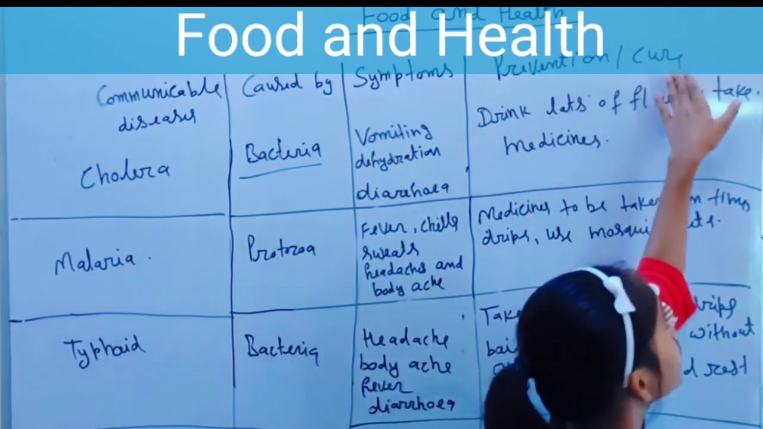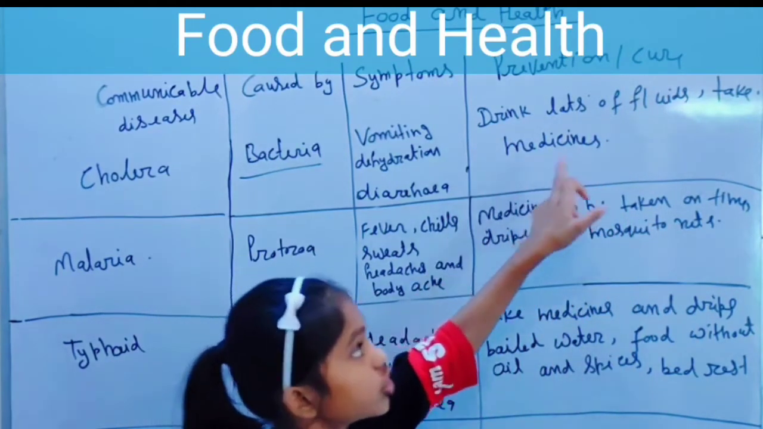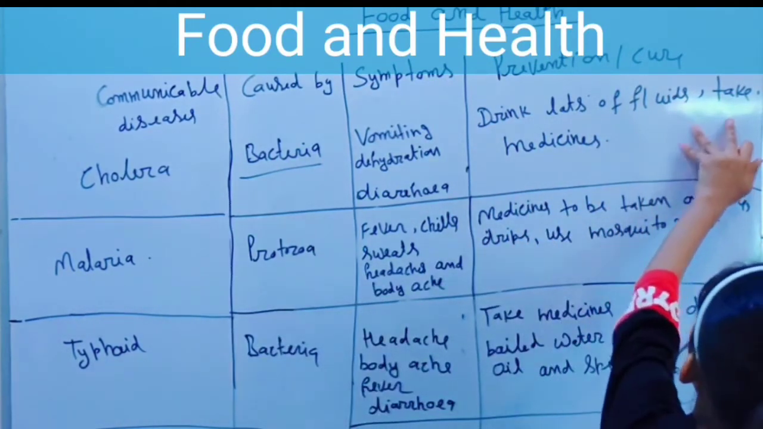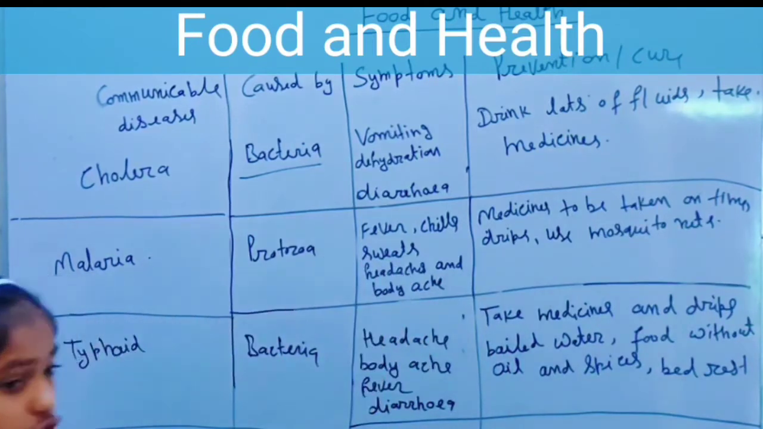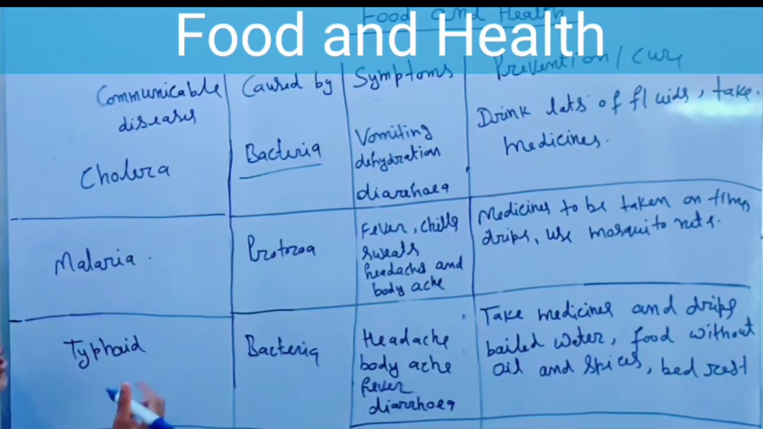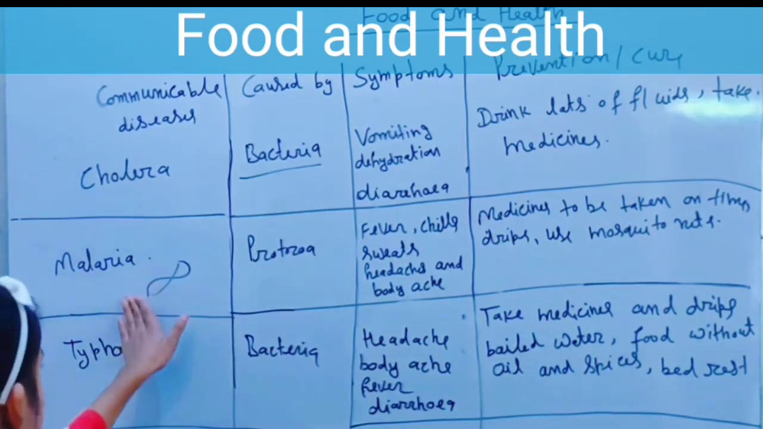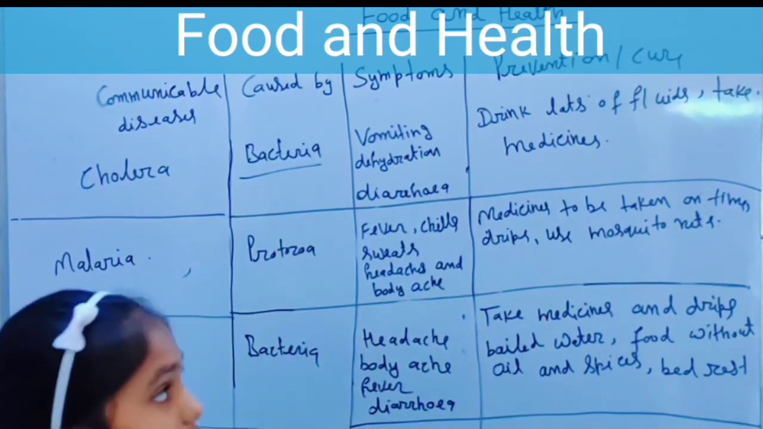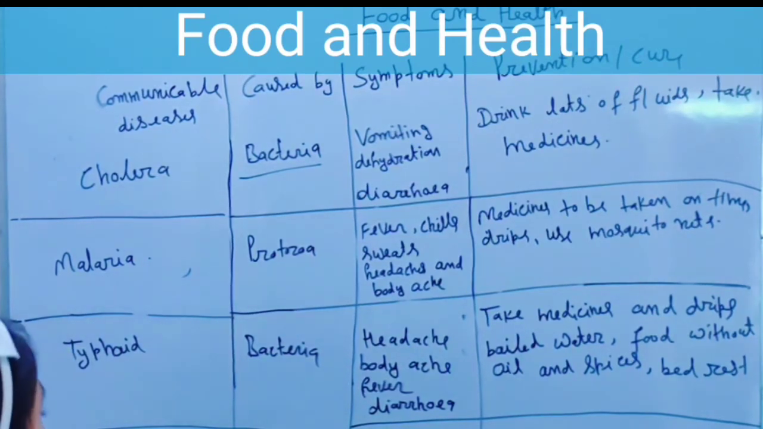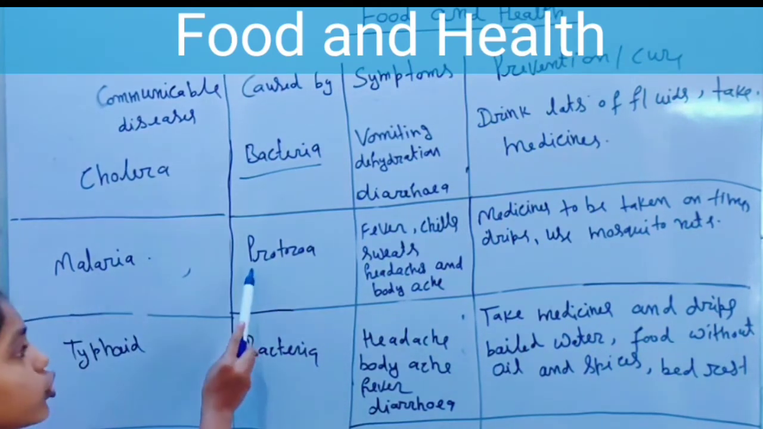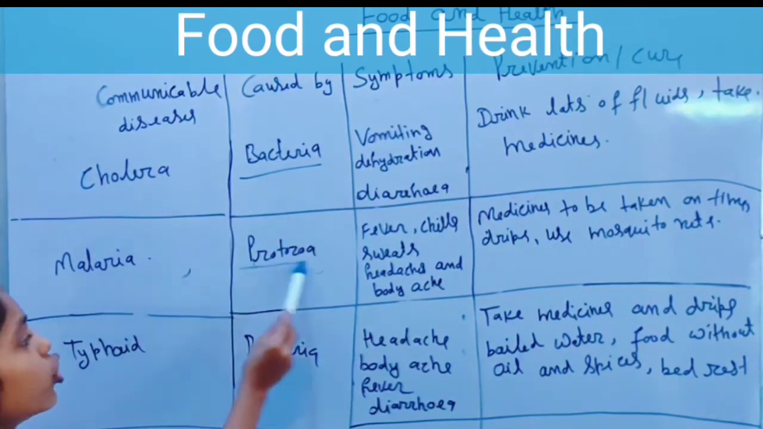Preventing and curing this is to drink lots of fluids and take medicine, meaning liquid things. Now malaria, you have heard the name of malaria. It is caused by insects, which are very harmful to our body. It is mostly caused in the rainy season, and it is caused by protozoa.